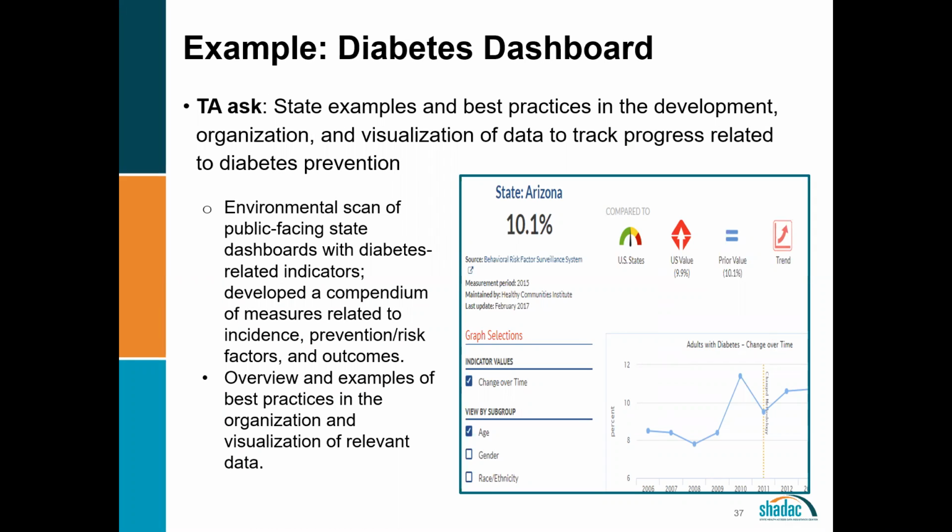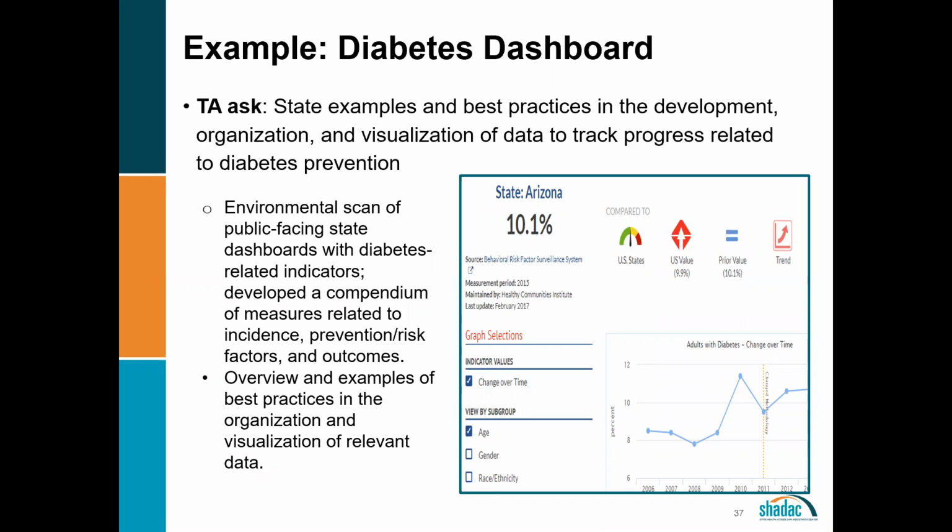So Nevada was interested in developing a dashboard to take a look at progress related to their diabetes prevention and in some cases diabetes care efforts. And they were interested in getting examples of how other states and localities have approached this kind of work. So we conducted a pretty broad scan for all public-facing dashboards that were available online that had some relationship to diabetes prevention. And one of the first things that we did was pull together a compendium of the specific measures and also the data sources that fed into those measures that were represented across those dashboards.